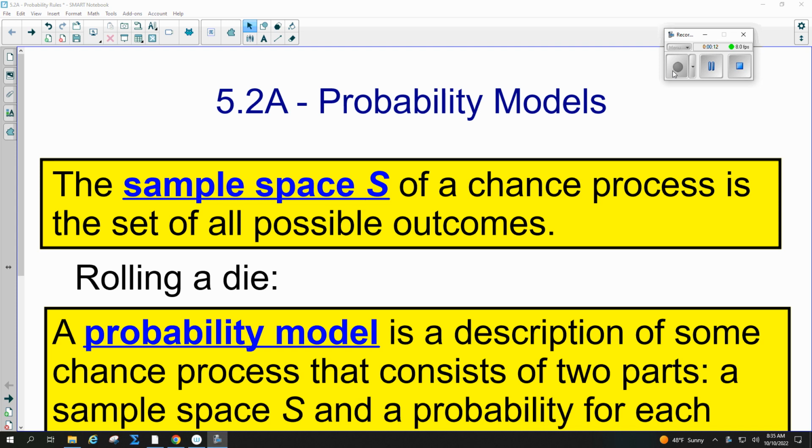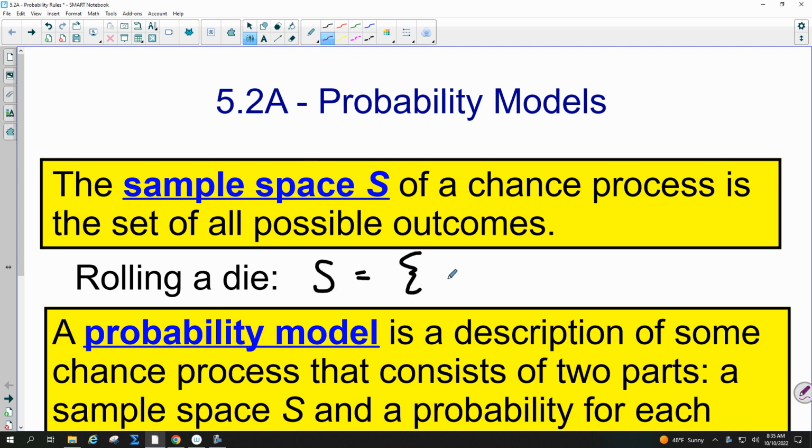So the sample space, sometimes labeled as S, of a chance process is the set of all possible outcomes. So just listing out your possible outcomes. If we were talking about rolling a die, your sample space would be the possible outcomes. So you would list them out. That's it. That's called a sample space.